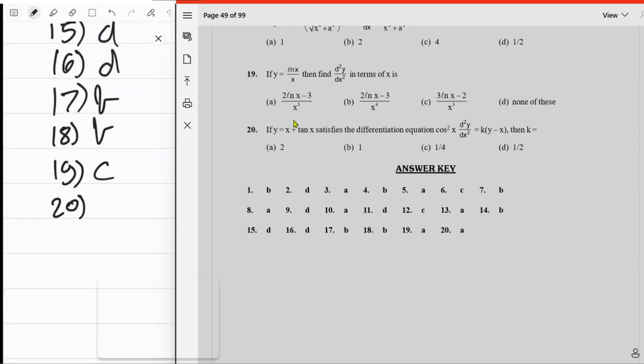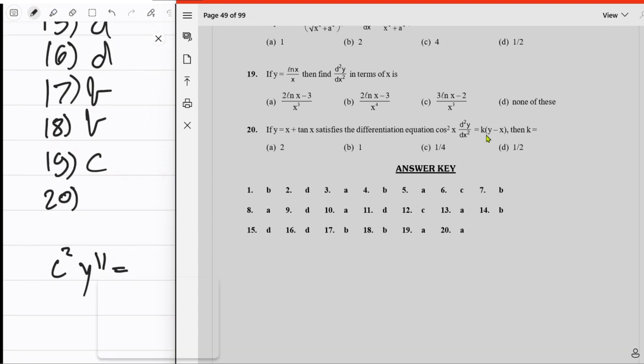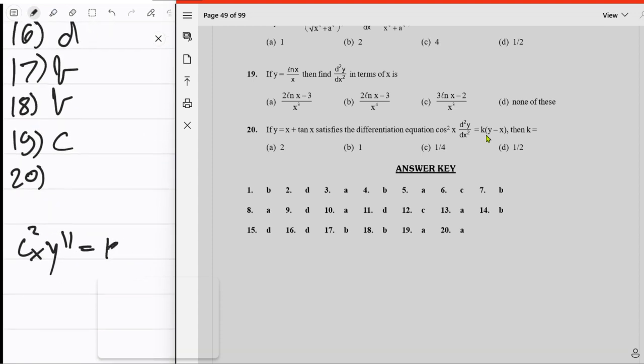20 is: if y equals x plus tan of x, it satisfies the differential equation, same stuff. Cosine square x times y double dash is equal to k times of y minus x. Then k is, oh, sorry, what am I doing? This is not a differential equation. Okay, this is the differential equation. The original thing is this, so this satisfies this thing, right? Just put that in there, of course.